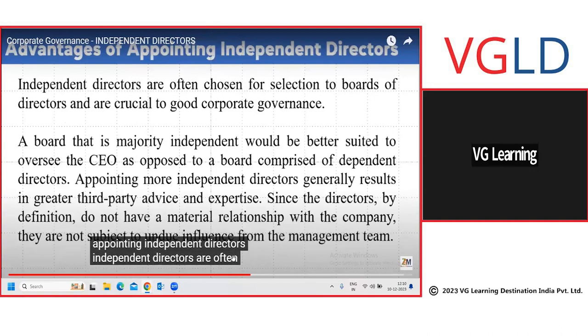Advantages of appointing independent directors. Independent directors are often chosen for selection to boards of directors and are crucial to good corporate governance. A board that is majority independent would be better suited to oversee the CEO than a board comprised of dependent directors. Appointing more independent directors generally results in greater third-party advice and expertise. Since the directors, by definition, do not have a material relationship with the company, they are not subject to undue influence from the management team.